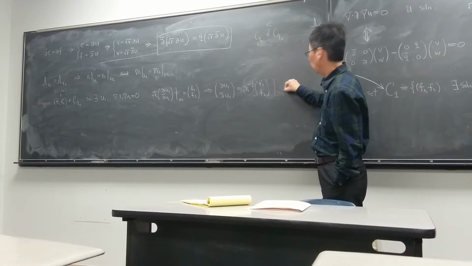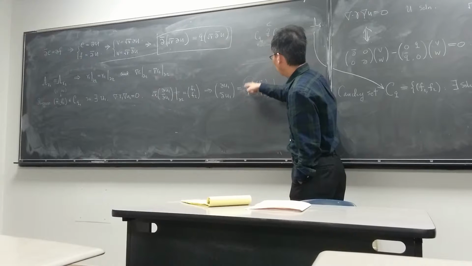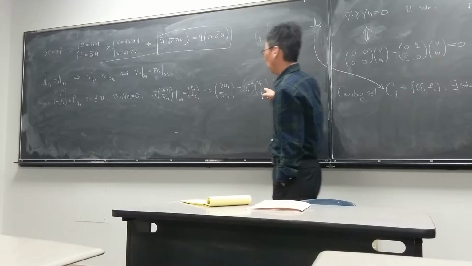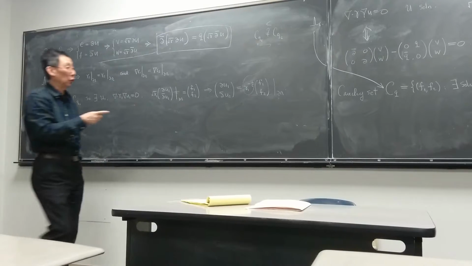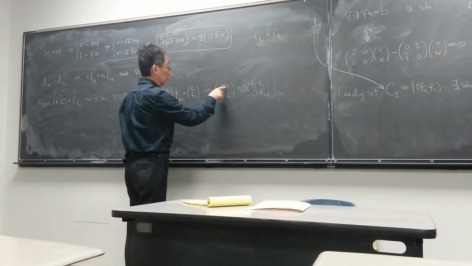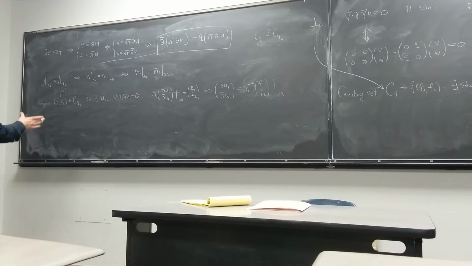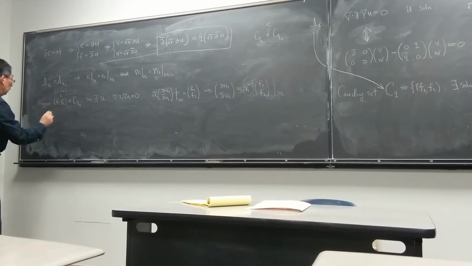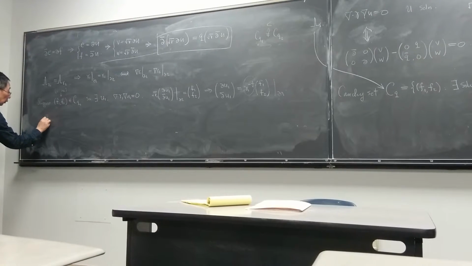Because everything here is on the boundary, okay? On the boundary. So I know this value. And also I know F1, F2, because F1, F2 is given here. Of course I know. So therefore I know the boundary value of du1, du2. I know that. Okay?